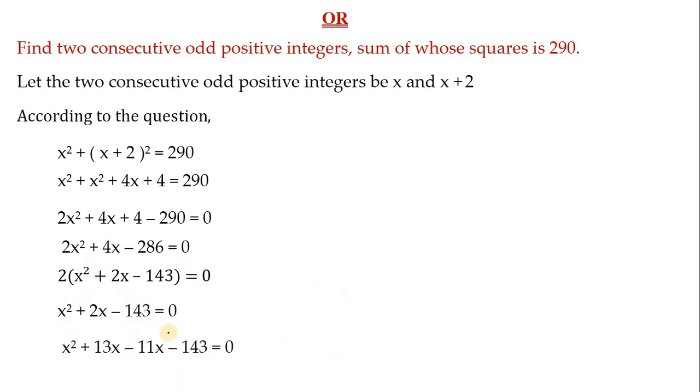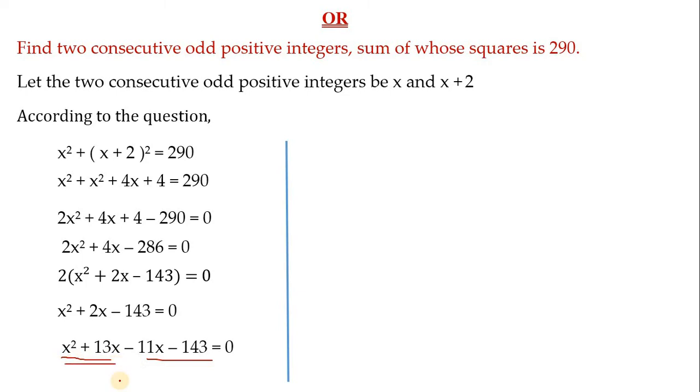Now write the first term and the last term the same, children. This will be as it is and this will be as it is. So we have split this. So 2x we have to split by using the factors. Now let us take the common factor in the starting two terms and in the last two terms.